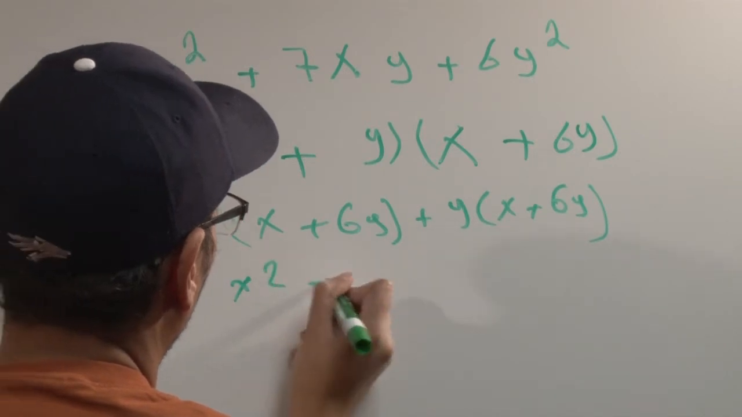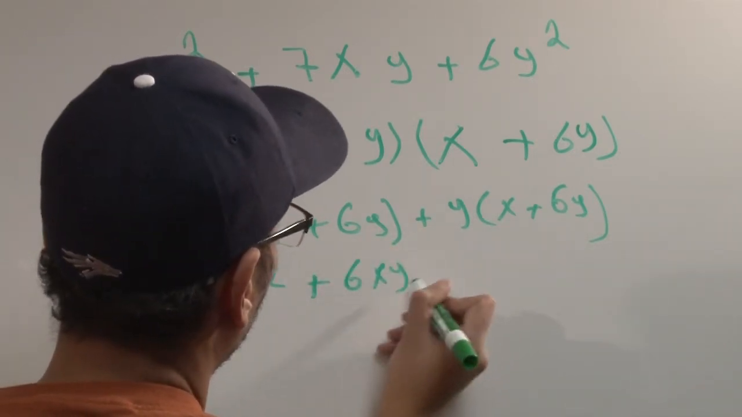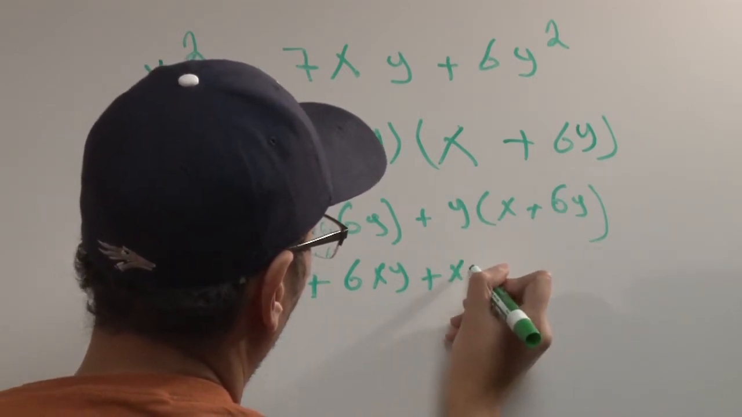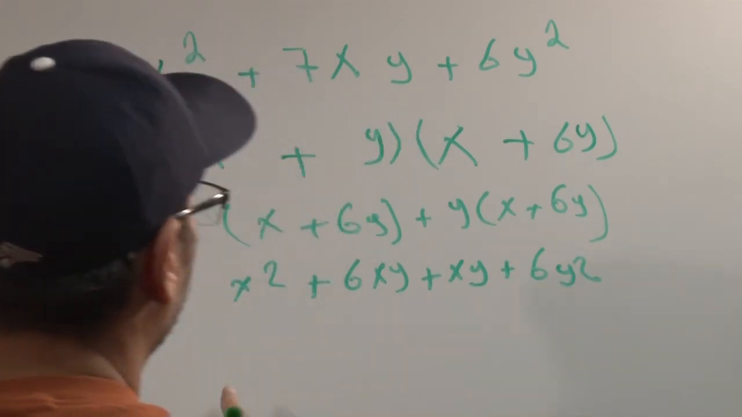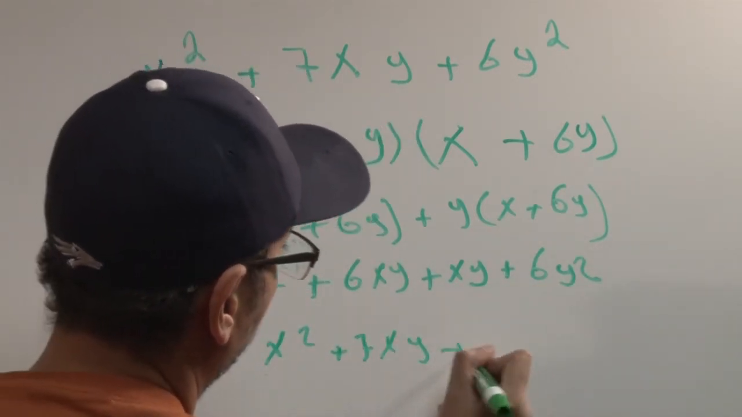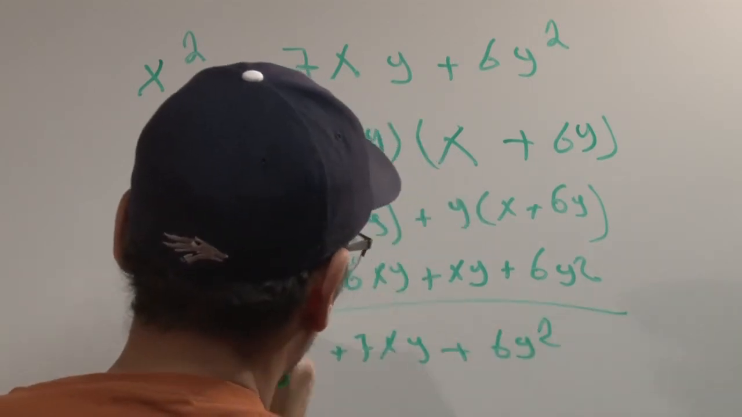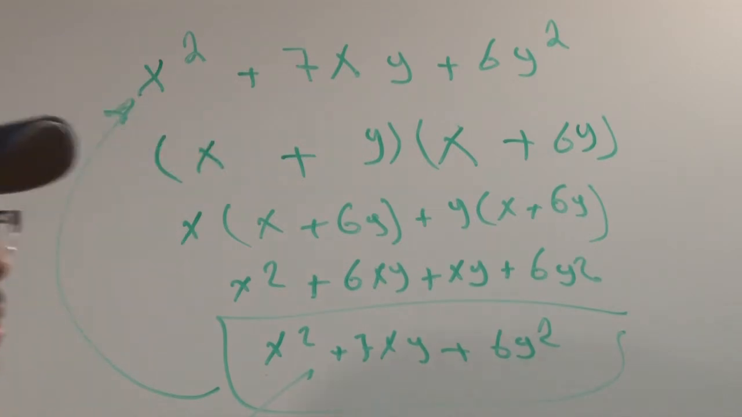x squared plus 6xy plus xy plus 6y squared. x squared plus 7xy plus 6y squared. Same as this one, so my answer is correct. No problem at all.